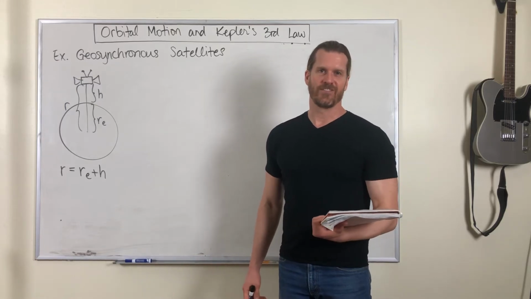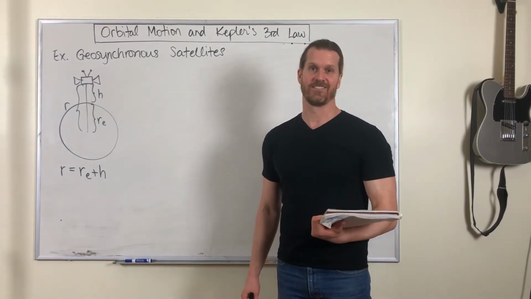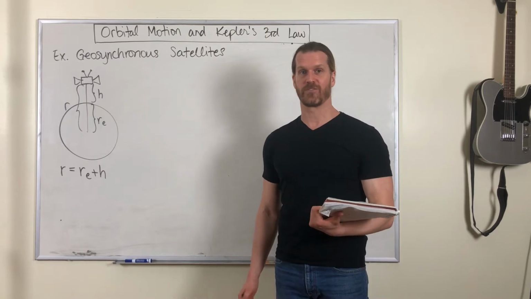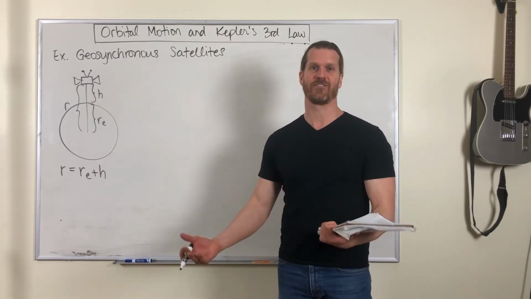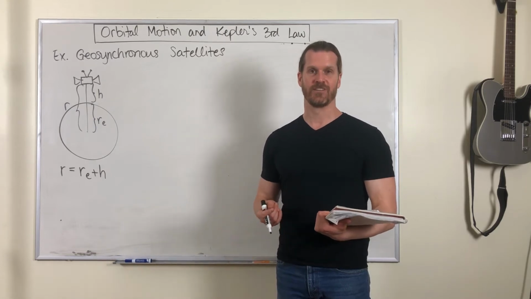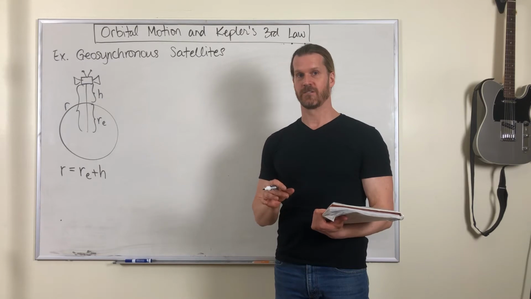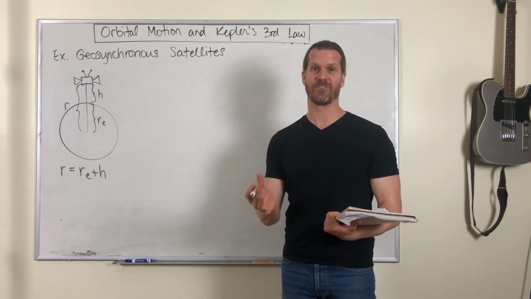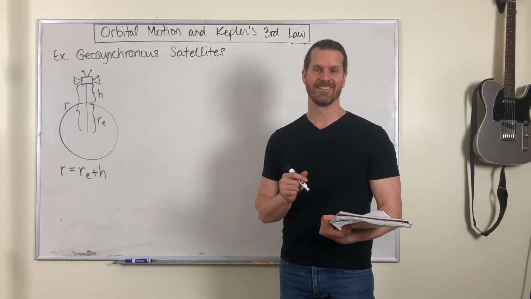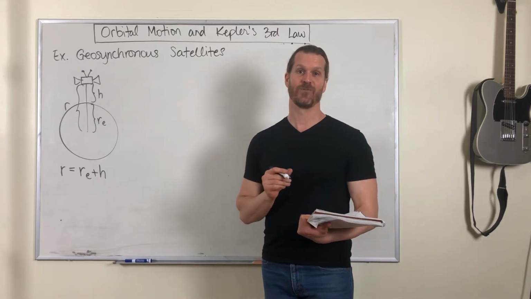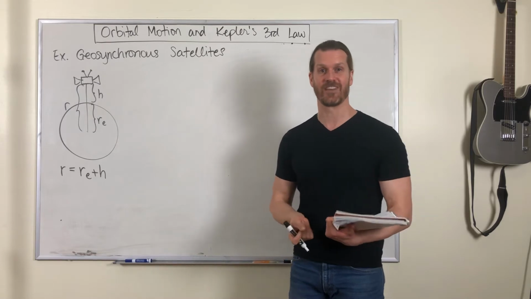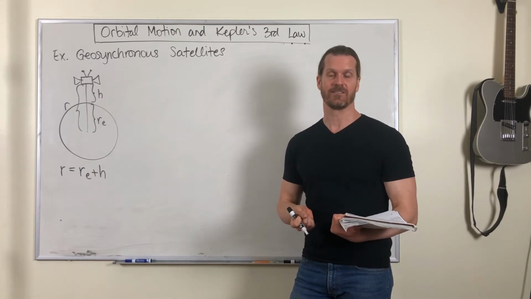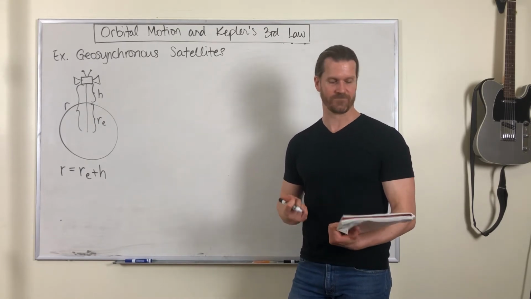Okay, for our last example, let's consider geosynchronous satellites. So a geosynchronous satellite is a satellite that orbits the Earth once per day. It is synchronous, it matches the time of the Earth's rotation. And if you put a geosynchronous satellite above the Earth's equator, because it's orbiting along with the equator at the exact same rate, it will appear to be in the same position in the sky the whole time. It looks like it's just standing there. That's known as a geostationary satellite. So let's calculate what the orbital height needs to be in order to attain a geosynchronous orbit.